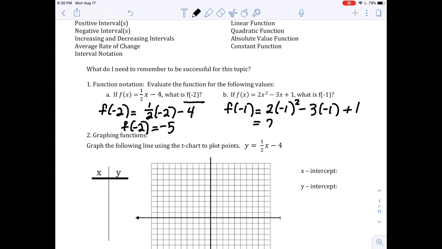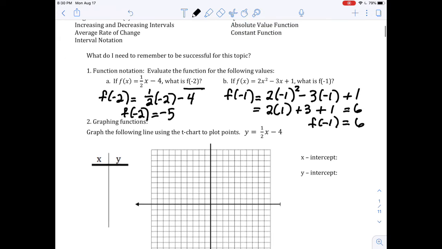Now we're going to evaluate. So it's going to be 2 times a positive 1, because negative 1 squared is a positive 1. Minus 3 multiplied by negative 1 is going to be plus 3, plus 1. So 2 plus 3 is 5, plus 1 is 6. So we would say f of negative 1 equals 6. And that is evaluating functions.